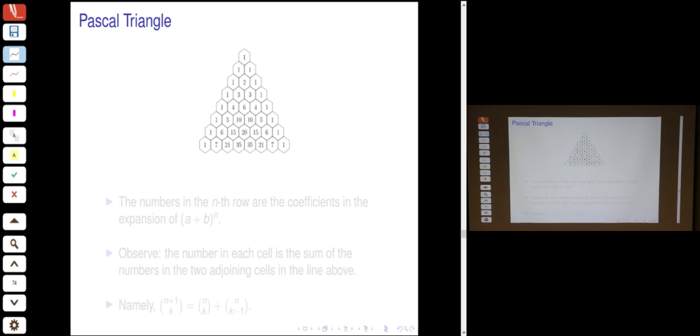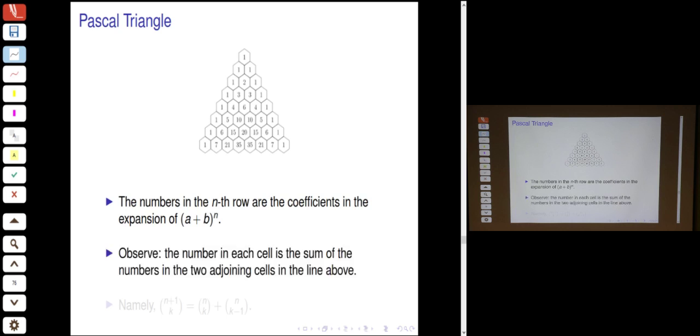So what is an easy way to calculate them? You can calculate this 6, for example: it's the sum of 3 and 3. Look at this 21: it's the sum of 15 plus 6. So to form the triangle, there's a pattern. You draw ones on the sides, and then in the middle, you just add the 2 neighbors on top of you. This was known to Pascal and so on.